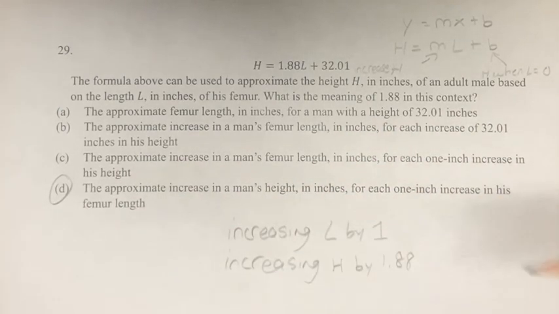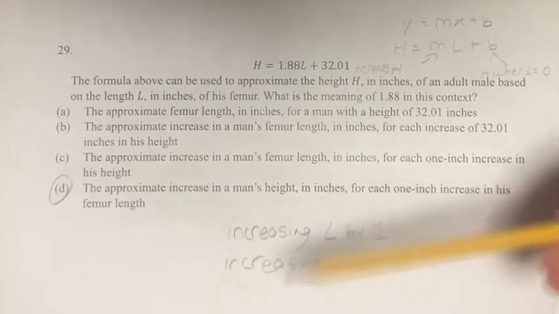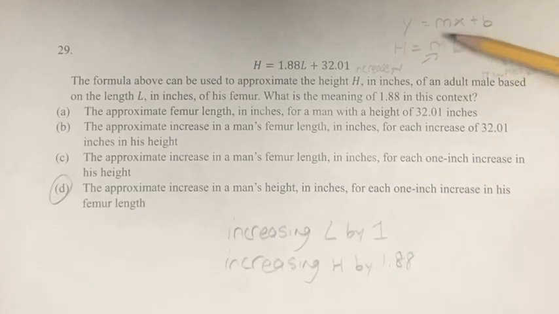But I think that's a little bit more complicated than it has to be. Simply just look at the slope-intercept form and interpret the slope. Either way, you get D, though.